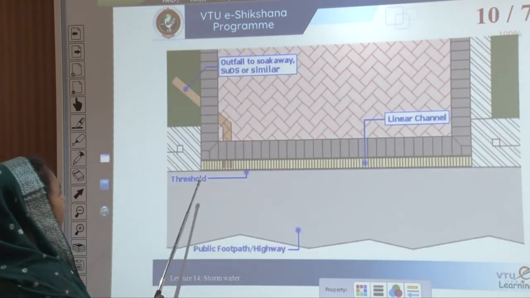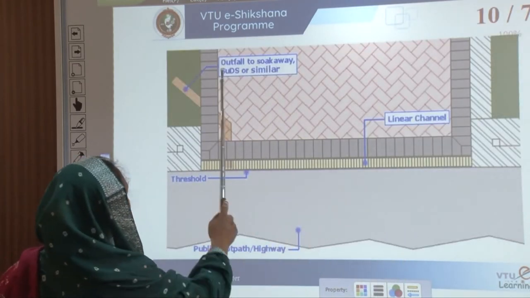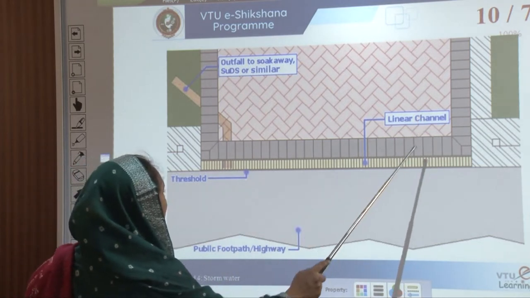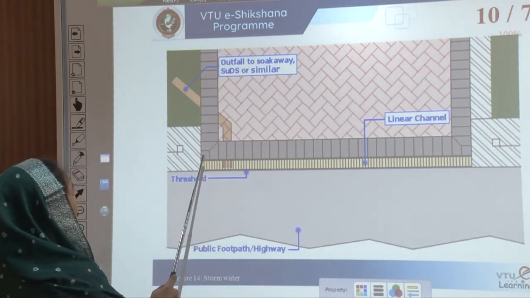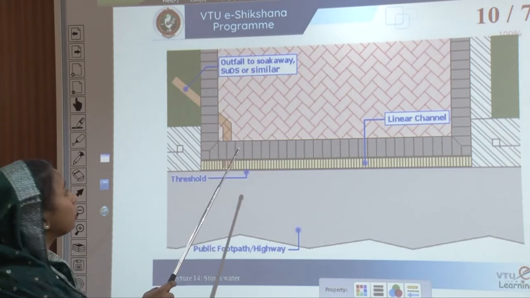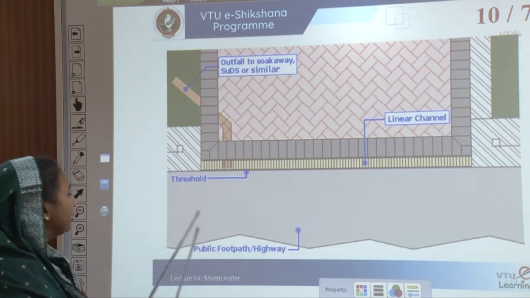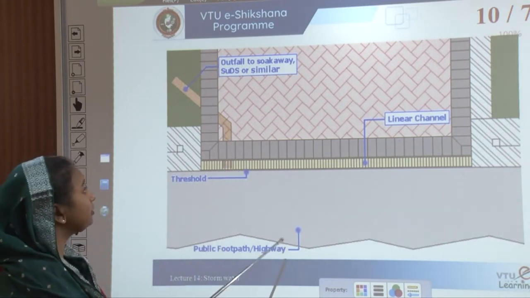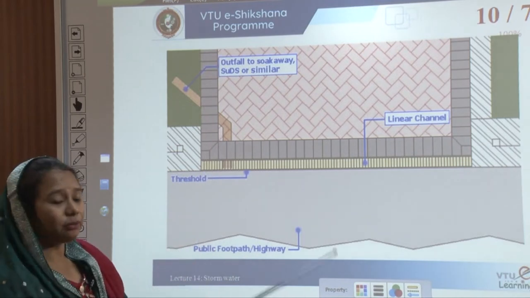So, if this is the threshold that you see, and that is a brick masonry, you would have a linear channel all along, and any outfall would soak away all the water right from the public highways to the insides of the buildings.